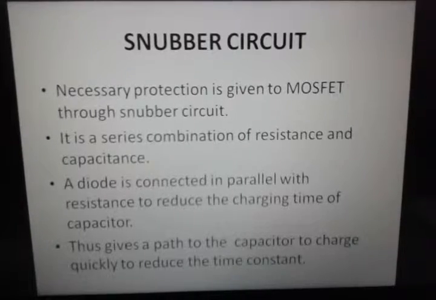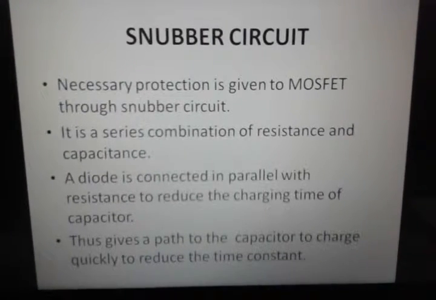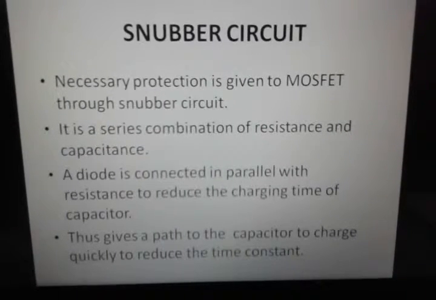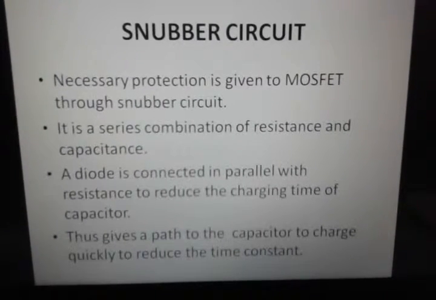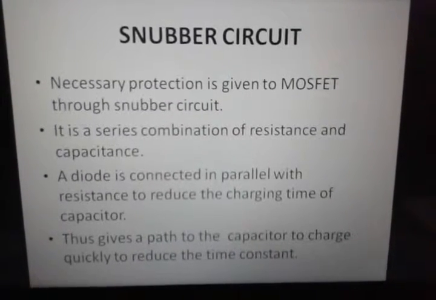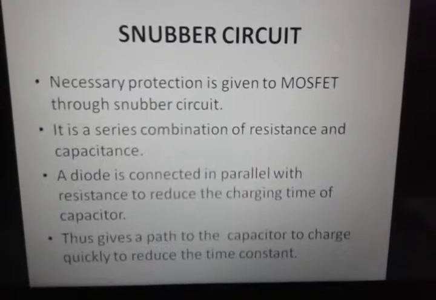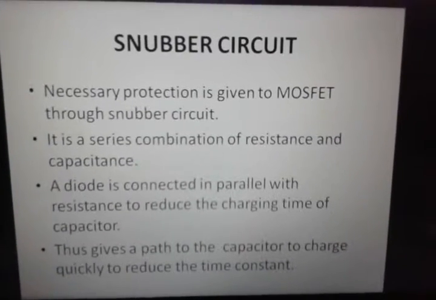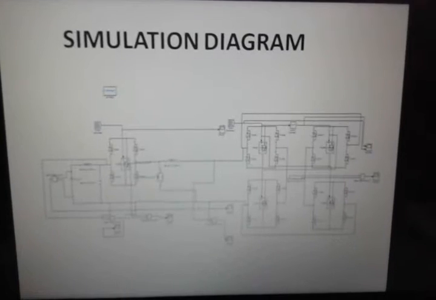Snubber circuit. It provides necessary protection to the MOSFET. It is a series combination of resistance and capacitance. A diode is connected in parallel with the resistance to reduce the charging time of the capacitor. Thus, it gives a path to the capacitor to charge quickly in order to reduce the time constant.